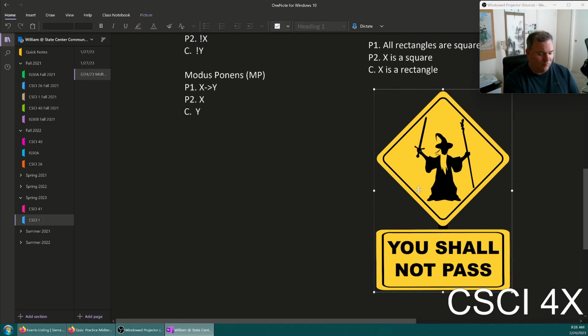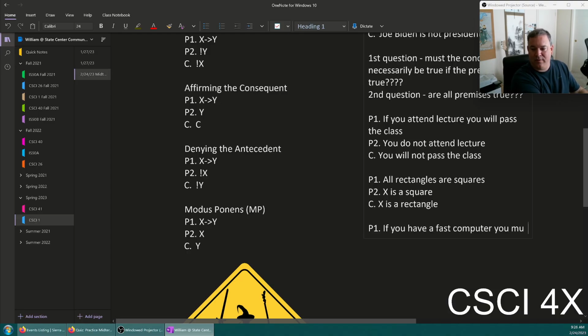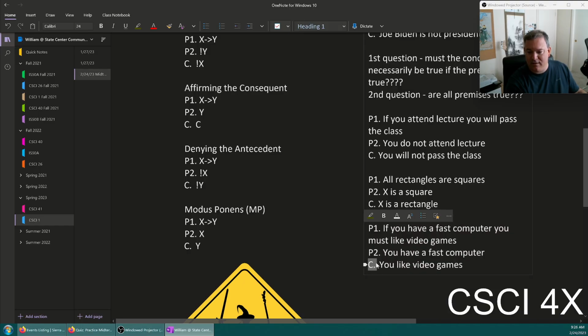All right, so let's do another one. Premise 1. If you have a fast computer, you must like video games. Premise 2. You have a fast computer. Conclusion, you like video games. All right, so type up your answer here. And it always decides that the conclusion part is part of a bullet list, which is kind of annoying.